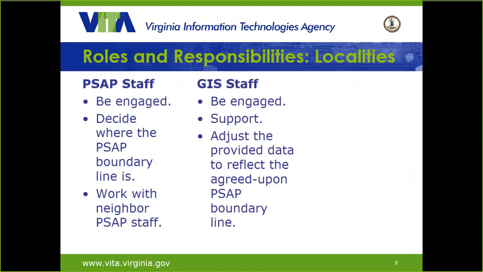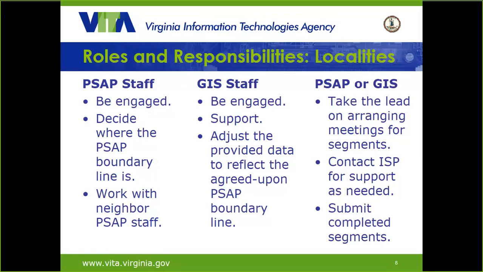If that's not the case, GIS staff at the locality level may be called in. There may be an opportunity for them to support or provide guidance or to drive the GIS during the meeting as the PSAP boundary line is looked at, considered, and adjusted. This circumstance will vary locality by locality, but we know in many cases GIS staff at the locality level are going to provide that first line of technical support and help in terms of adjusting the provided data to reflect the agreed upon PSAP boundary line.